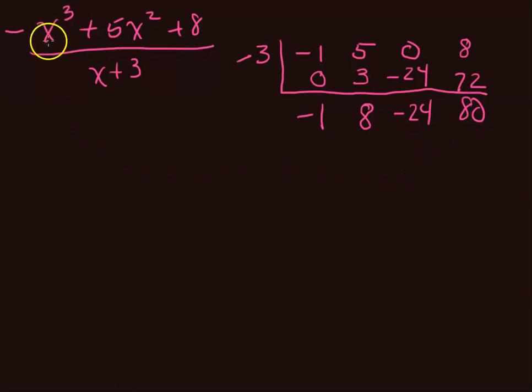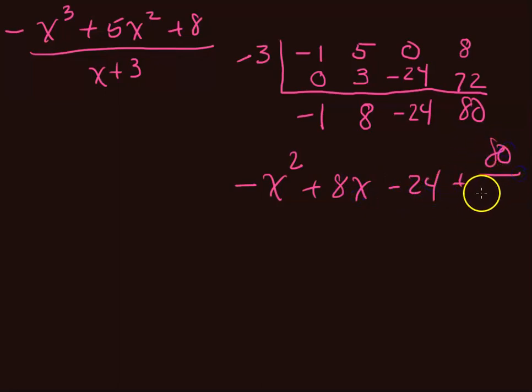So what is our final answer? Well, remember, we started with a cube, so our answer is going to be a square. Negative x squared plus 8x minus 24, and that last number is going to be the remainder, 80, over the divisor, x plus 3. Does that make sense? It may be wise to go through a lot of these. They don't take too long. Just write down the problem and then do the synthetic division.